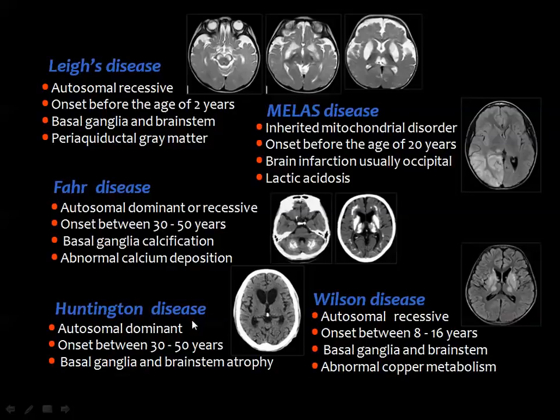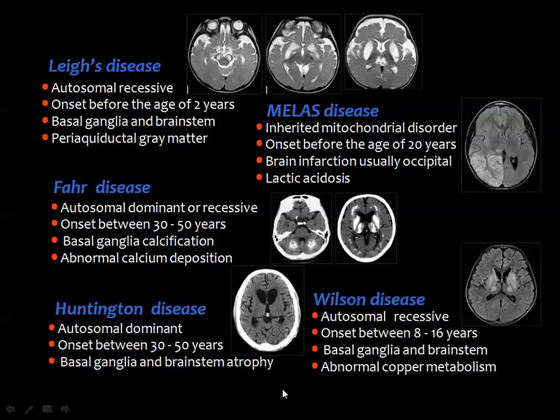Then Huntington disease is an autosomal dominant disease appearing between the ages of 30 and 50 years, and the main imaging finding is the atrophic changes mainly affecting the basal ganglia, mainly the head of the caudate nucleus, and there is consequent abnormal dilatation of the frontal horns of the lateral ventricles, and also there may be atrophic brain changes as well.